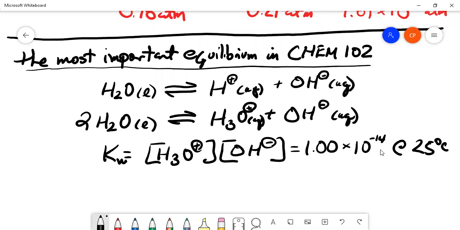So this is the most important equilibrium in Chem 102 because it has a great deal to do with how we measure pH in water. And it opens up to us the principles that are going to be involved in the study of acids and bases. And that's our transition coming out of equilibrium in general in chapter 13, taking us into acid and base chemistry in chapter 14. And that's got us against time.